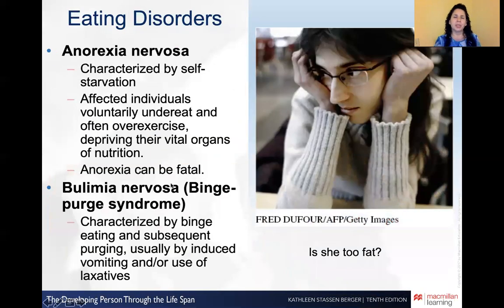All right, so here are some of the conditions we need to be concerned about during this age. During this time is when we see this come about. The first one is anorexia nervosa. Anorexia is basically a condition of self-starvation. To me, it takes a tremendous amount of willpower to starve yourself.